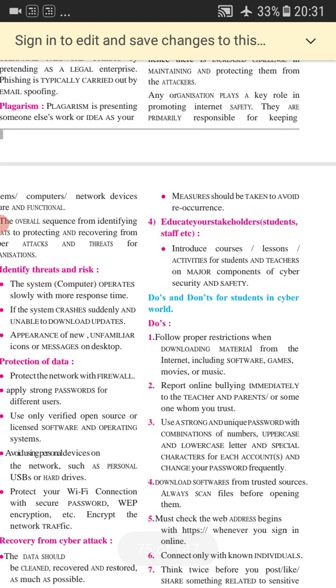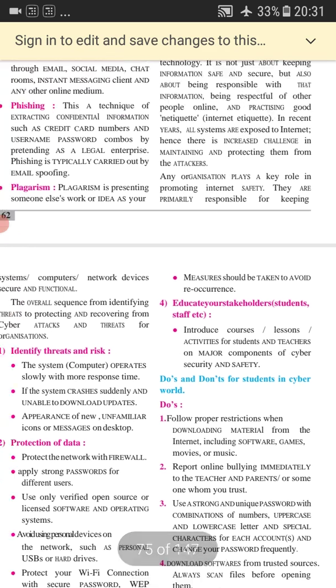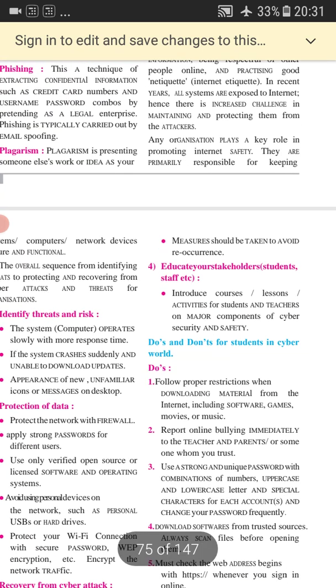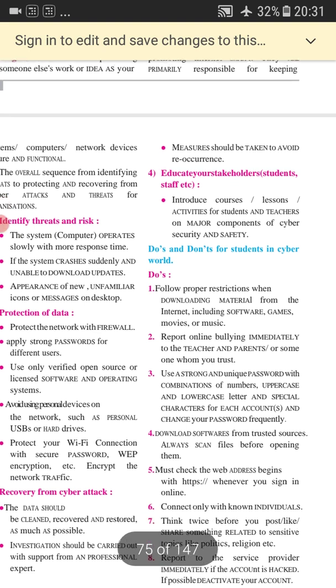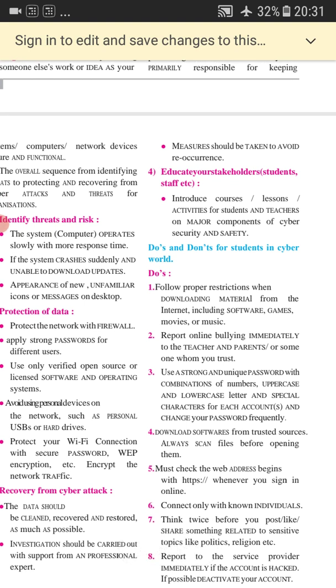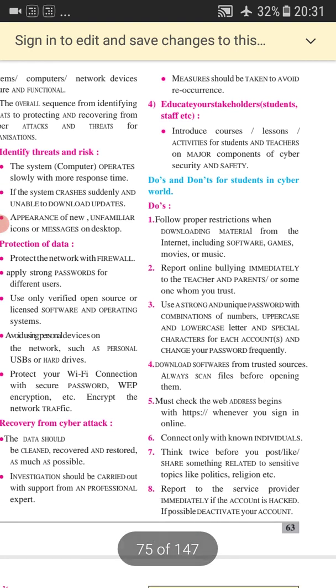Educate your stakeholders, educate students and staff regarding how we can protect our data. Because sometimes what happens is some users leave their email IDs open on anyone's desktop, and through email IDs hackers can access their bank accounts and steal very important data. So you have to educate your parents, friends, and students around yourself.